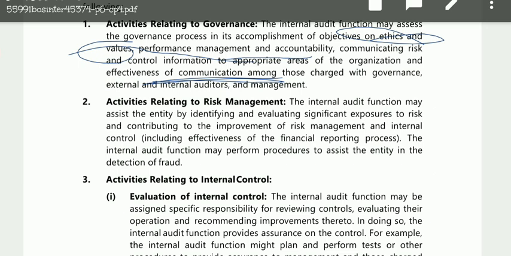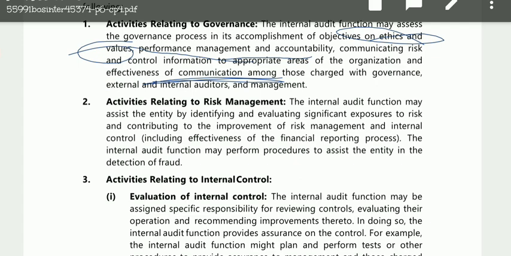Now if the internal auditor finds that the controls imposed on a particular risk are not able to prevent, detect and correct it, what will they do? They will give some suggestions to improve the controls. So this is how the internal audit can be helpful in risk management. The internal audit function may also perform procedures to assist the entity in detection of fraud. It may help the entity detect all the areas where there is a high risk of material misstatement or fraud, and they can suggest some improvements for the controls.